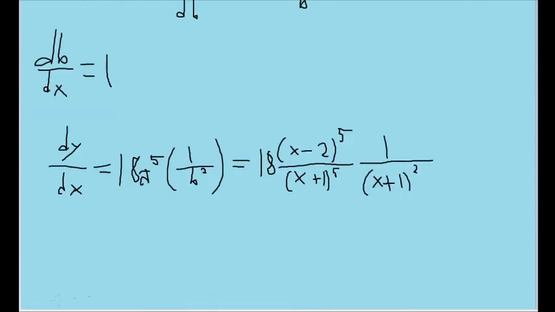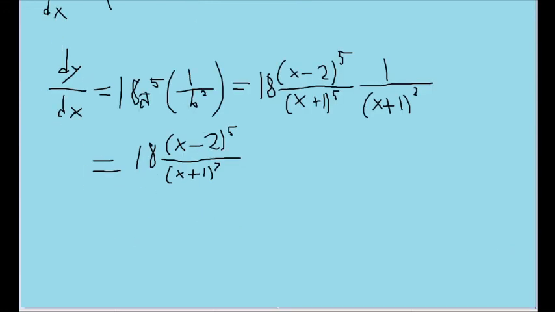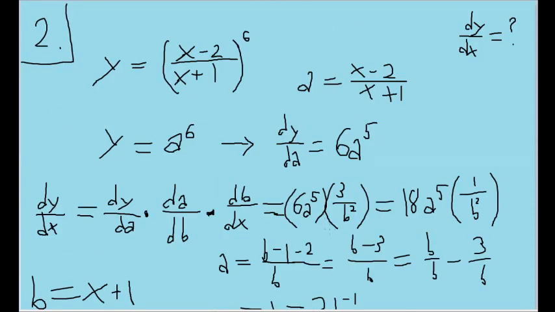And now finally, to simplify it even further, we can notice that this x plus 1 is the same in both denominators, so we can multiply them by each other, and we've got it raised to the 5th power in this term, and it's squared in this term. So they can add up to make 18 times x minus 2 to the power of 5 in the numerator, and x plus 1 to the power of 7 in the denominator. And without using a calculator or any other tools, it looks like this is about as simplified as we're going to get it. So this is our derivative of y with respect to x.